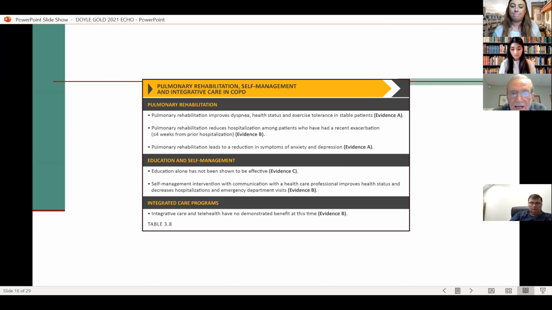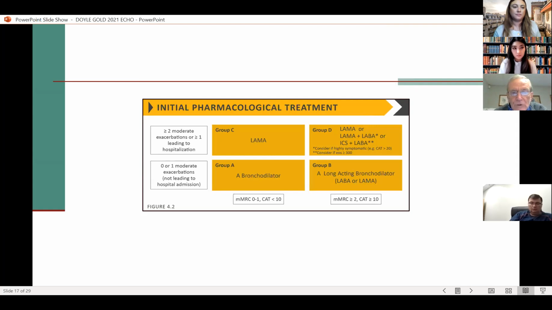This is the slide in gold about pulmonary rehab. And it's slide 3.8, so it's in the evidence review. We all know this. We know it's being underutilized. Next slide. But the gold features it.